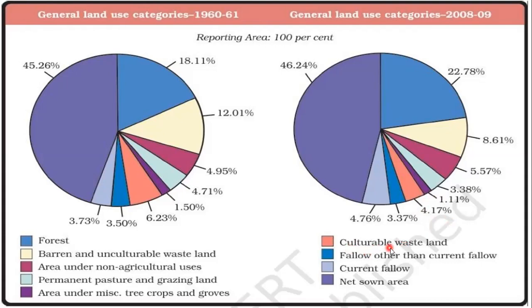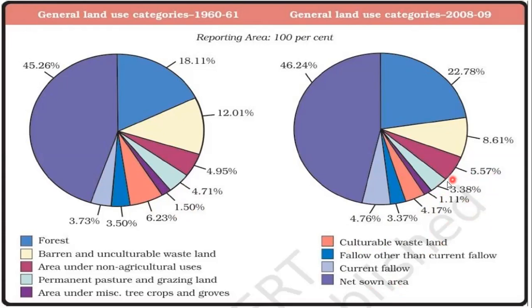This was culturable wasteland. So these were, you could cultivate here, but they were waste. So we have tried to bring that in and we are cultivating over there. This was 1.50, which has also decreased to 1.11. This is the net sown area. The net sown area are the areas sown more than once in an agricultural year. Plus, this area is also called as gross cropped area.